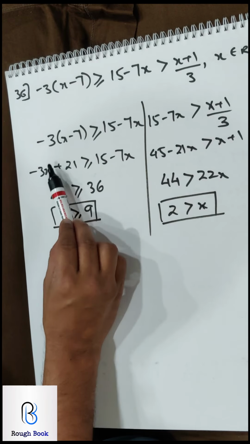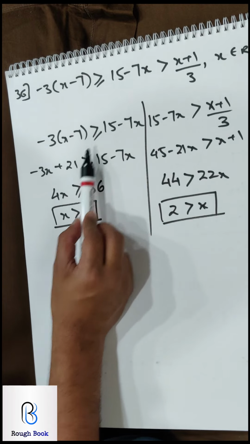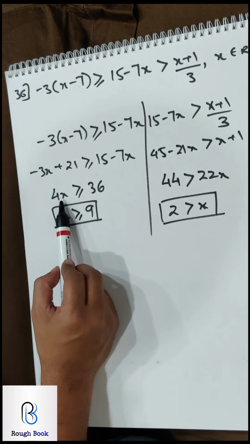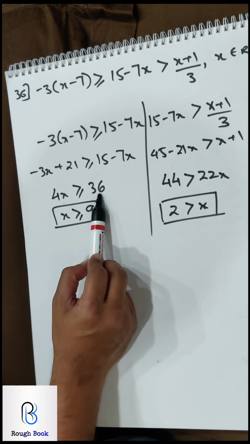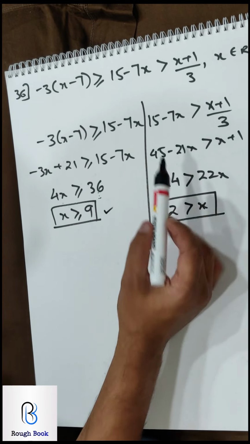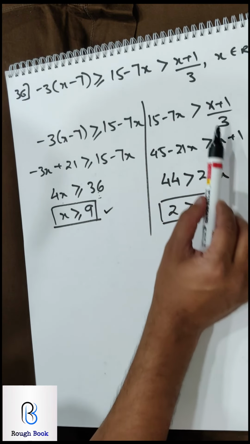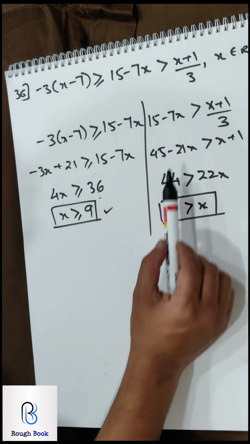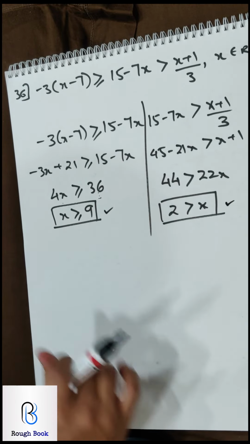So let's see if I have done any errors here. So minus 3x plus 21, 15 minus 7x, correct. 7x goes on to this side, so 4x. 15 plus 21 is 36, divided by 4, so 9. So I am correct till here. Let's check this part. 3 comes here, so 45, 21, x plus 1. 21 goes on to the other side, 22. This comes here, so 44. So divided. So now I have got, this is also correct, this is also correct.